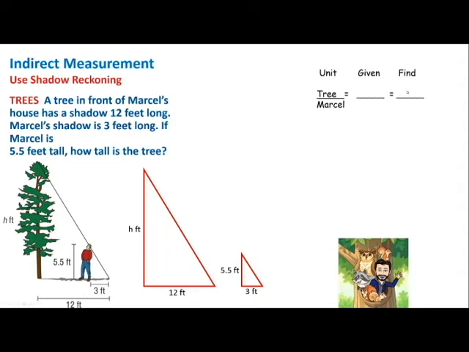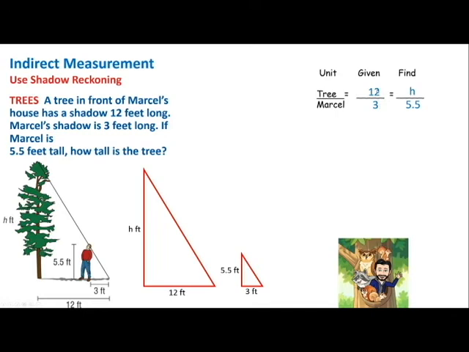As is the case every time we do a proportional relationship, you need to find out what is given to you. So we're going to look at Marcel and the tree. You're going to look at the shadows, and you're going to see which piece of information you have both of. Hopefully you realize that you have the tree's shadow and you have Marcel's shadow, so you can fill that in as 12 and 3. That means that we're looking for the tree's height compared to Marcel's height, and you get h over 5.5.